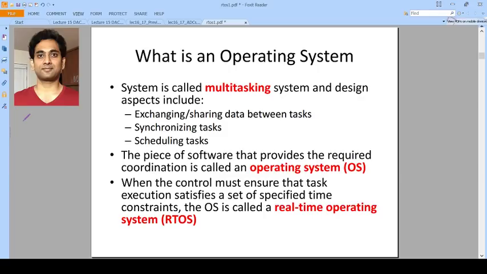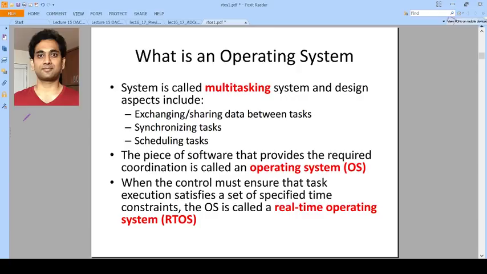Such a system which has many tasks is called a multitasking system. Some of the design aspects of a multitasking system include sharing data between different tasks. When one task finishes execution, it needs to send the output to another task. Task 2 is perhaps waiting for task 1 to finish and then the result to be transferred. This kind of data exchange between the different tasks is one of the system design aspects in a multitasking system. Synchronizing tasks, when does one task end and when does the next task begin, is also a main design consideration.